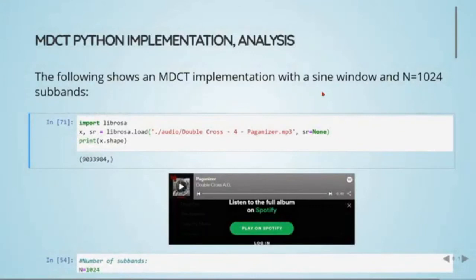We are reaching the end of this tutorial, and now we are going to take a look at the Python implementation of the MDCT, first the analysis and later the synthesis.